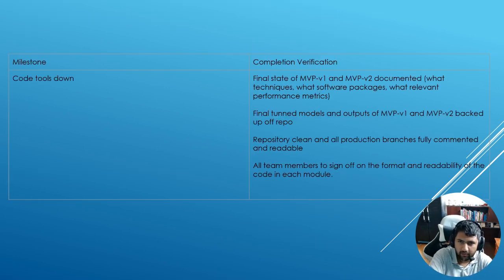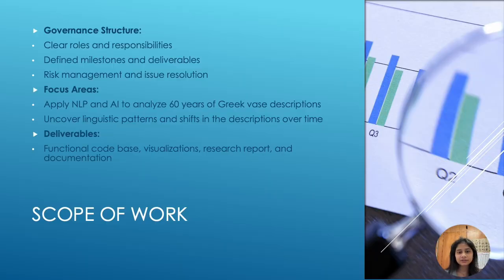Our fifth milestone will have all the main MVP V1 and V2 documentation done. This will then be used for our final report, in which we'll answer what NLP tools and techniques were the most useful or had the best performance in analyzing Trendall's face descriptions and language patterns. We'll also have our final tuned models and outputs of MVP V1 and V2 in the main GitHub repo, and we'll have all of our code commented to ensure that other people can read it and can replicate it if needed. And now we have our scope of work.